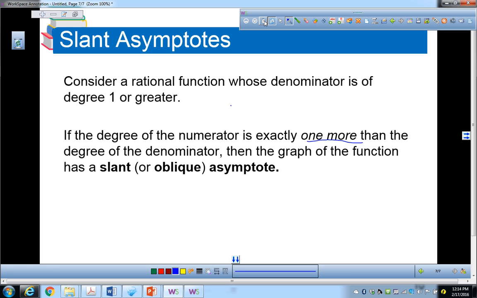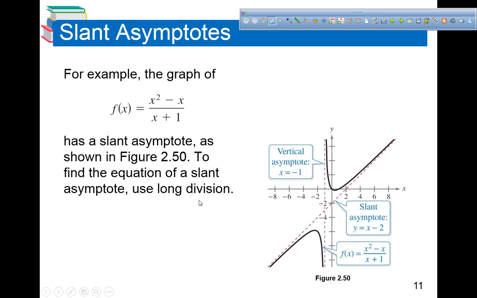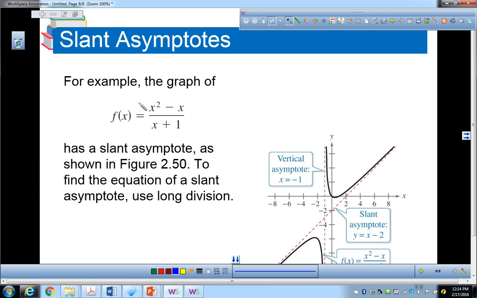Moving on. So in this case, for example, x squared minus x plus 1 over x plus 1. The degree of the top is 2. The degree of the bottom is 1. This is called an oblique asymptote, or a slant asymptote. The way you find that is by dividing the top by the bottom, and you have to use long division, otherwise you won't get the entire equation of your oblique asymptote.